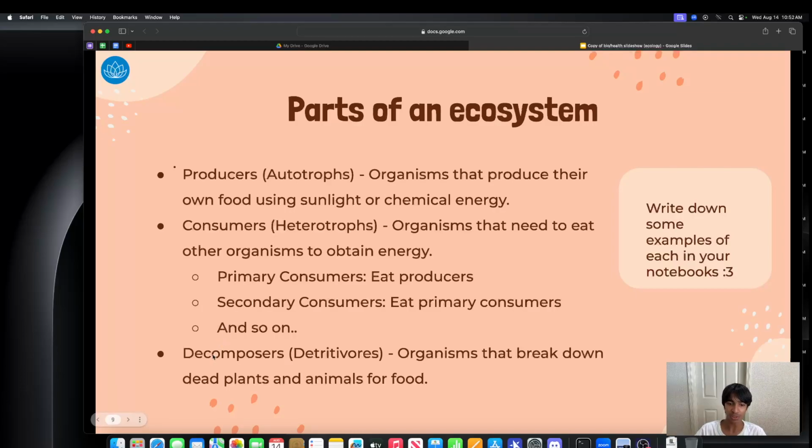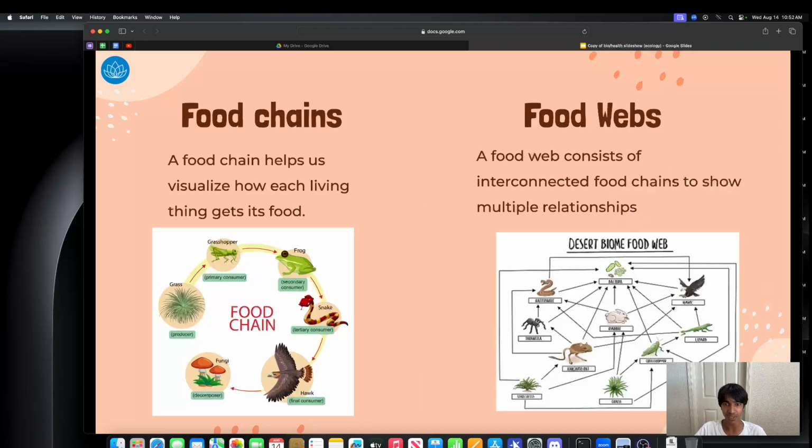And the decomposers are organisms that break down dead plants or animals for food, such as fungi. And fungi are going to break down the dead bodies just for the glucose or whatever is stored inside them, right? So write down some examples of each in your notebook. I already told you some, but you can think of some more.